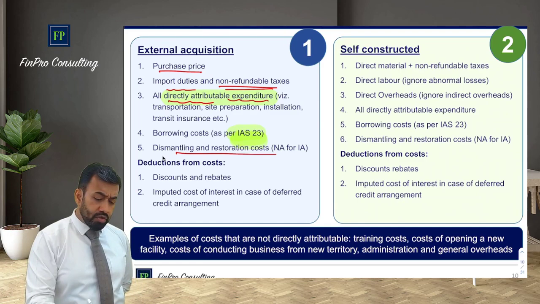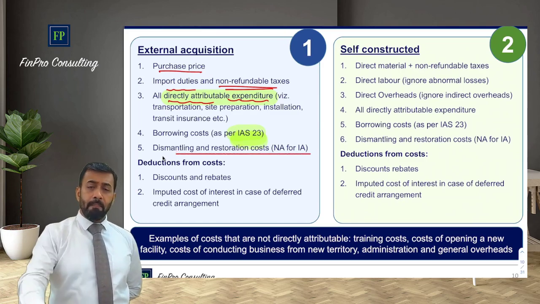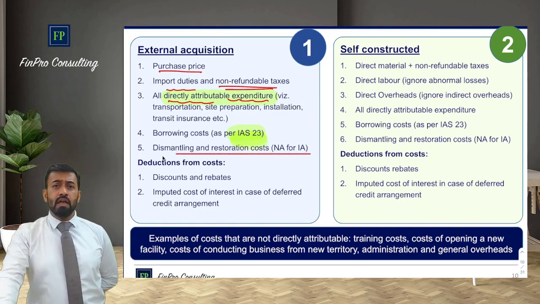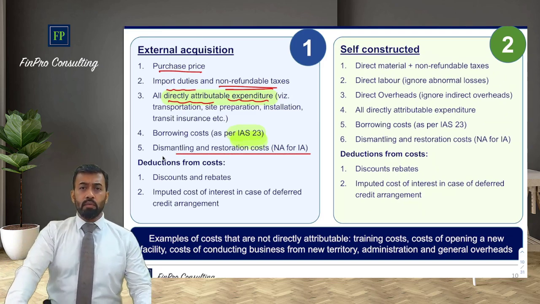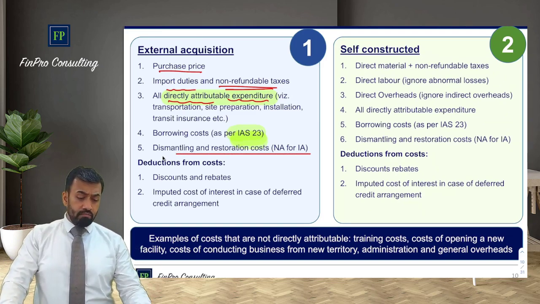Now, dismantling and restoration cost. Not applicable for intangible assets. This dismantling and restoration cost, now this is directly attributable. So you're actually capitalizing it because it is directly attributable.